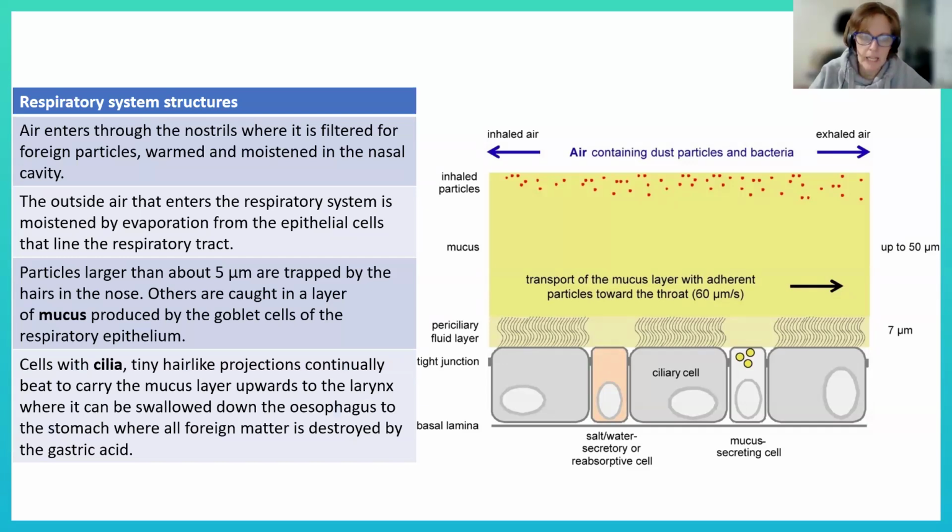And these ciliated cells have tiny, they say hair-like projections. They're not hairs at all. They just look like hairs. They're more like just sticky out bits of the cell. And they continually beat to move this mucus layer along. They create sort of waves where it's all pushed along and then swallowed down the esophagus, where everything's broken up by really strong enzymes in the stomach and that acid as well.